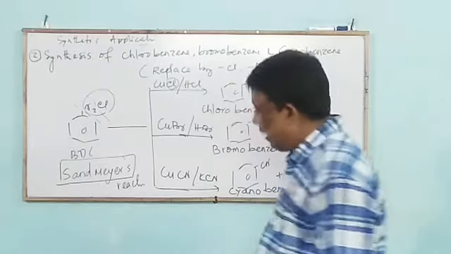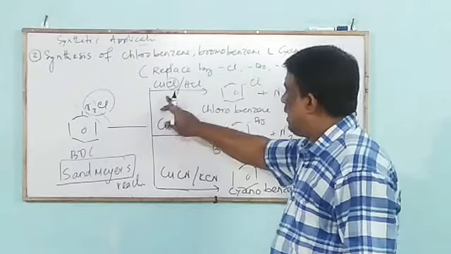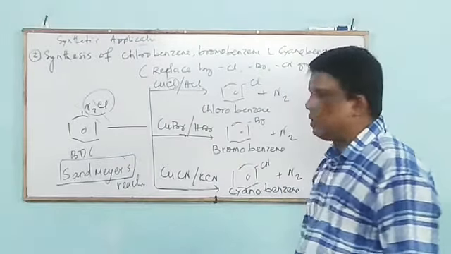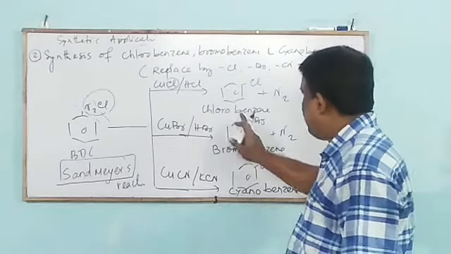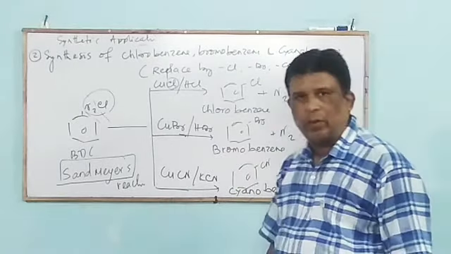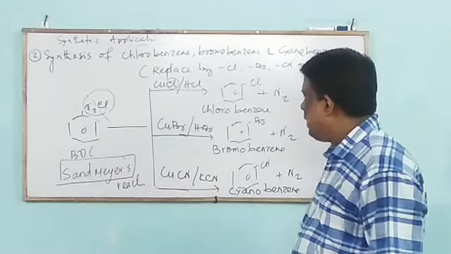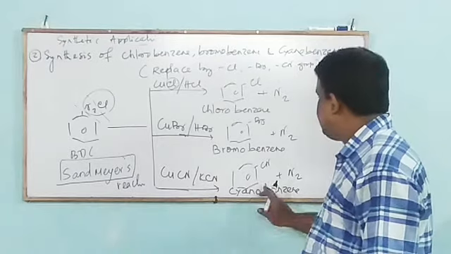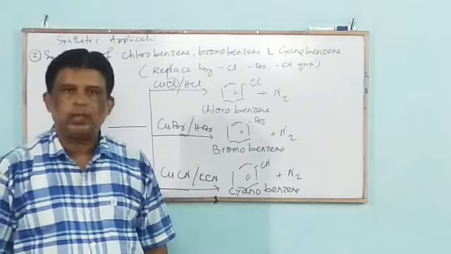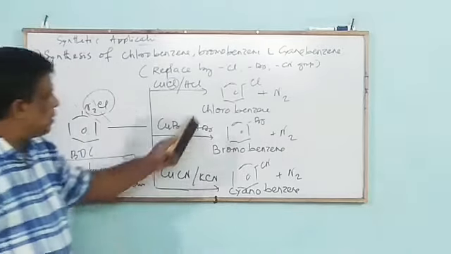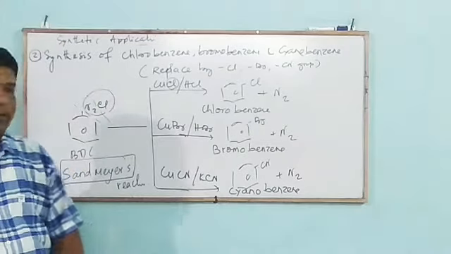Mark that. What is the statement? When benzene diazonium chloride is treated with cuprous chloride in presence of HCl or cuprous bromide in presence of HBr, chlorobenzene and bromobenzene are formed. Similarly, when treated with cuprous cyanide in presence of potassium cyanide, cyanobenzene is formed. This reaction is known as Sandmeyer's reaction. So chlorobenzene, bromobenzene, cyanobenzene may also be synthesized in another way. Mark that.